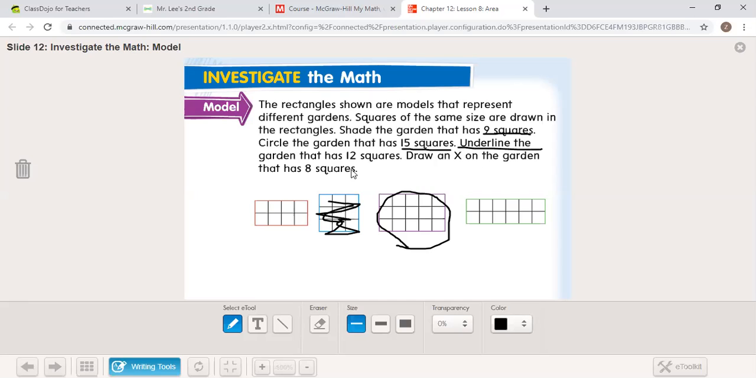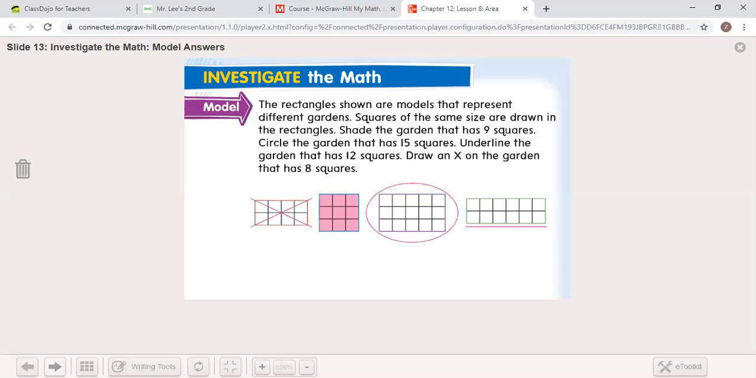Then underline the garden that has 12 squares. Well, we have 8, so let's check. Count by twos. 2, 4, 6, 8, 10, 12. Perfect. Underline. Done. So then it says draw an X on the garden that has 8 squares. So better check again. 2, 4, 6, 8. Perfect. Draw an X. Let's check our work. Fantastic.